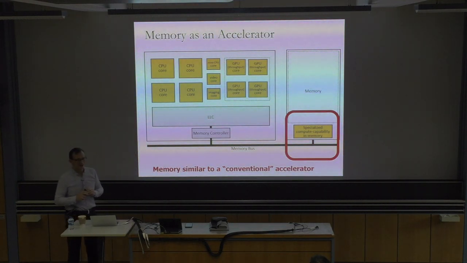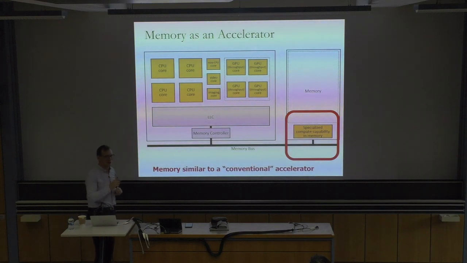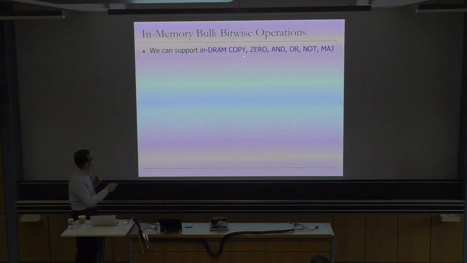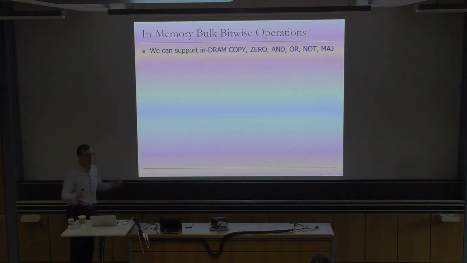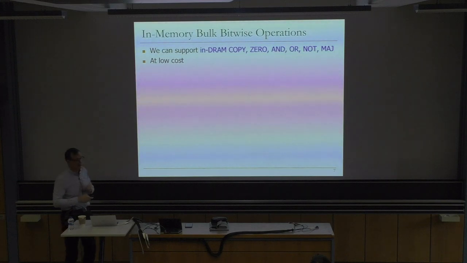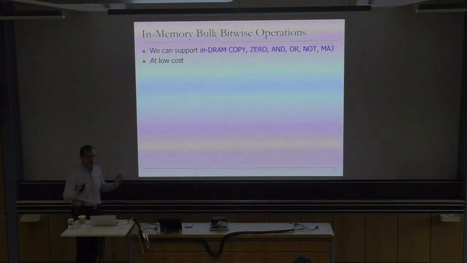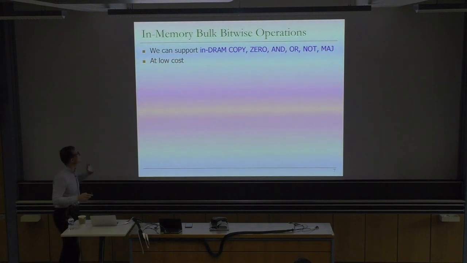So if you have any other ideas, let me know after I discuss this one. So let's talk about this one. Basically, I've given you this in DRAM copy and zeroing. I'm going to show you how you can do AND or NOT bitwise at the row level with very little additional logic, meaning at low cost. Remember, we want to minimally change DRAM. We don't want to change it significantly in this particular approach.